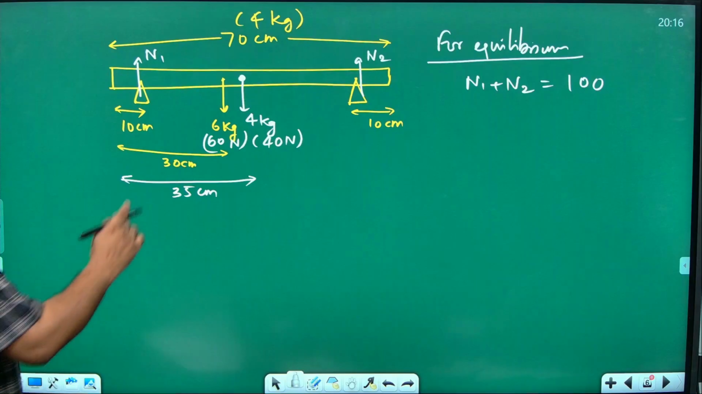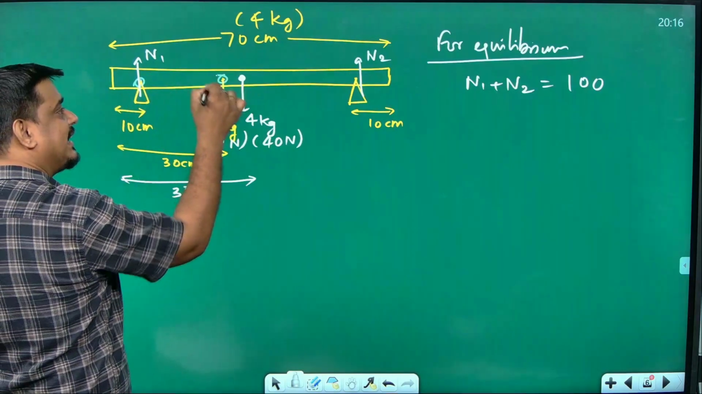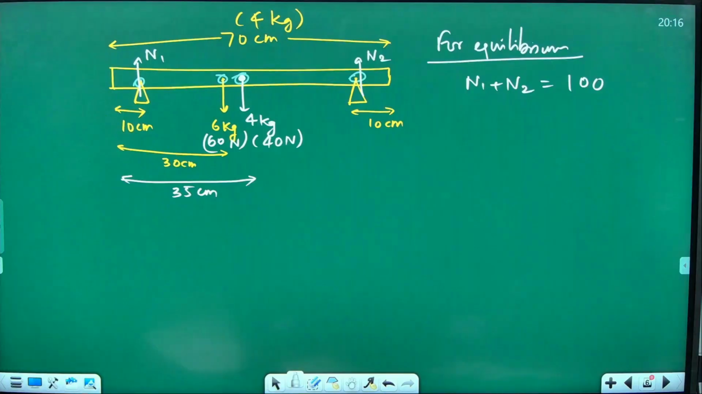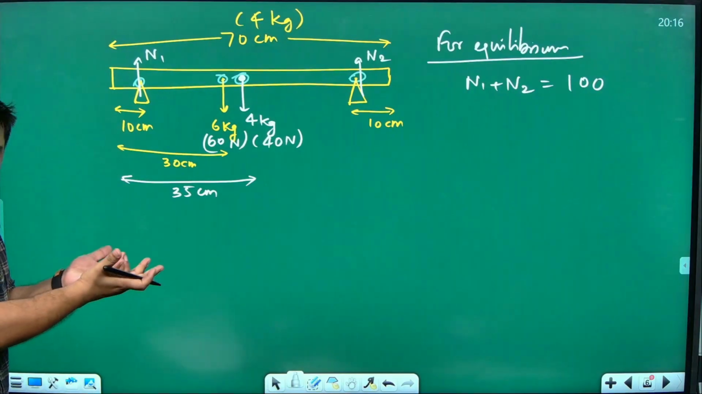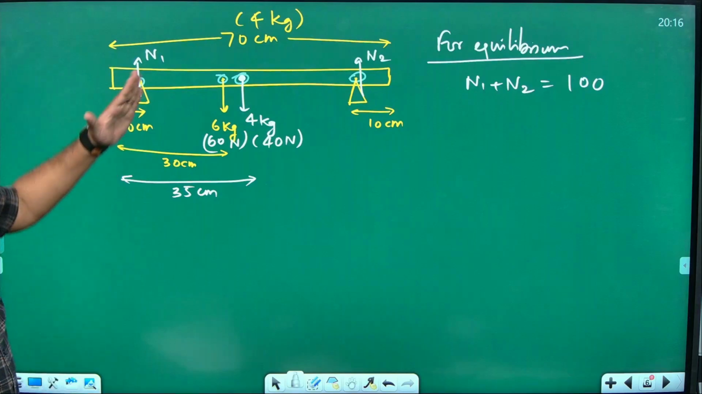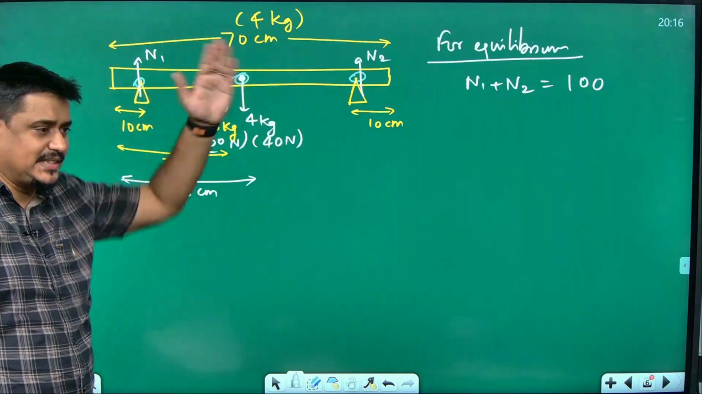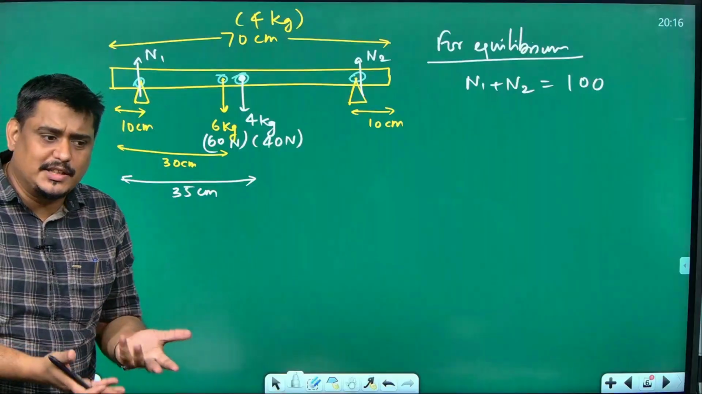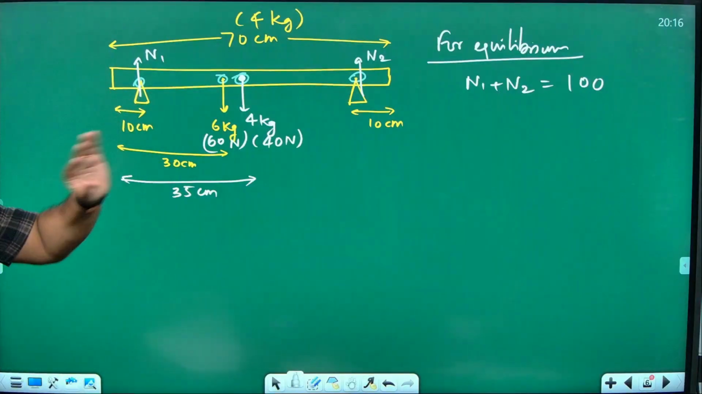Any point. I can take here, I can take here, or I can take anywhere. Why can I take anywhere? Because the body is in equilibrium. Net moment should be 0. It is neither rotating like this nor like this. It is at rest. It means net torque is 0. If net torque is 0, at any point I take, the moment should be 0.